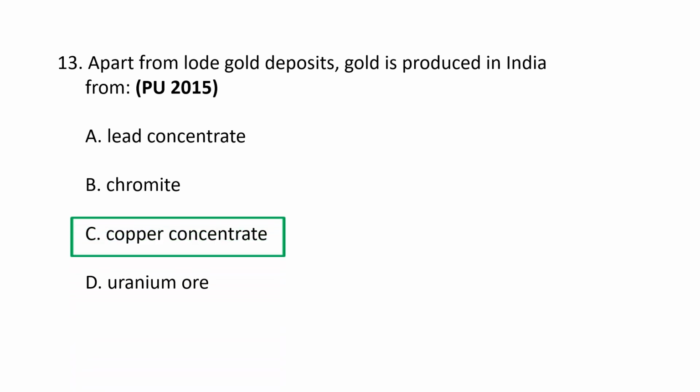Copper concentrate. Apart from the lode gold deposits, gold is also produced in India from copper concentrate. Specifically, the Indian Bureau of Mines reports that Hindalco, a subsidiary of the Aditya Birla Group, extracts gold as a byproduct from imported copper concentrate during the copper refining process. So apart from the lode gold deposits, gold is produced from copper concentrate.